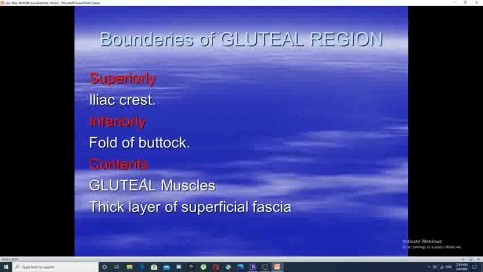Its contents are the following. First, gluteal muscles. Second, superficial fascia.